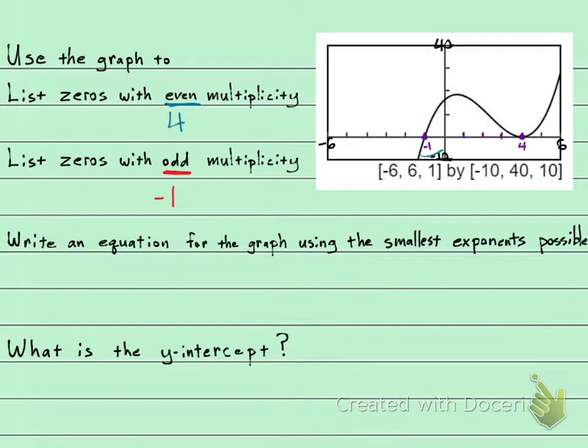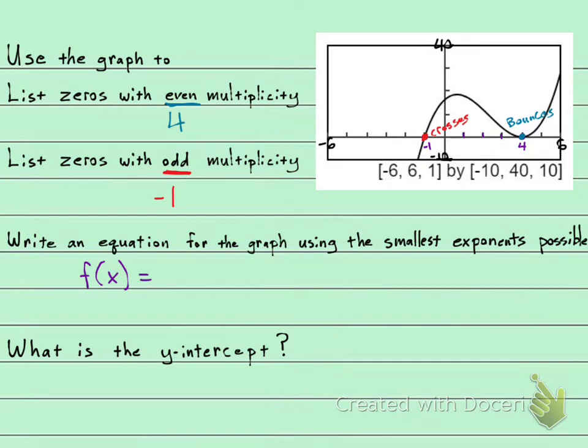It doesn't matter where it happens, it matters whether it crosses or bounces off. So this one, I'll put it in red, this one crosses, and this one, I'll put it in blue, bounces. Now, given our zeros, our roots or our x-intercepts, it says to write an equation for the graph using the smallest exponents possible. So we're going to write it as a function, f of x.